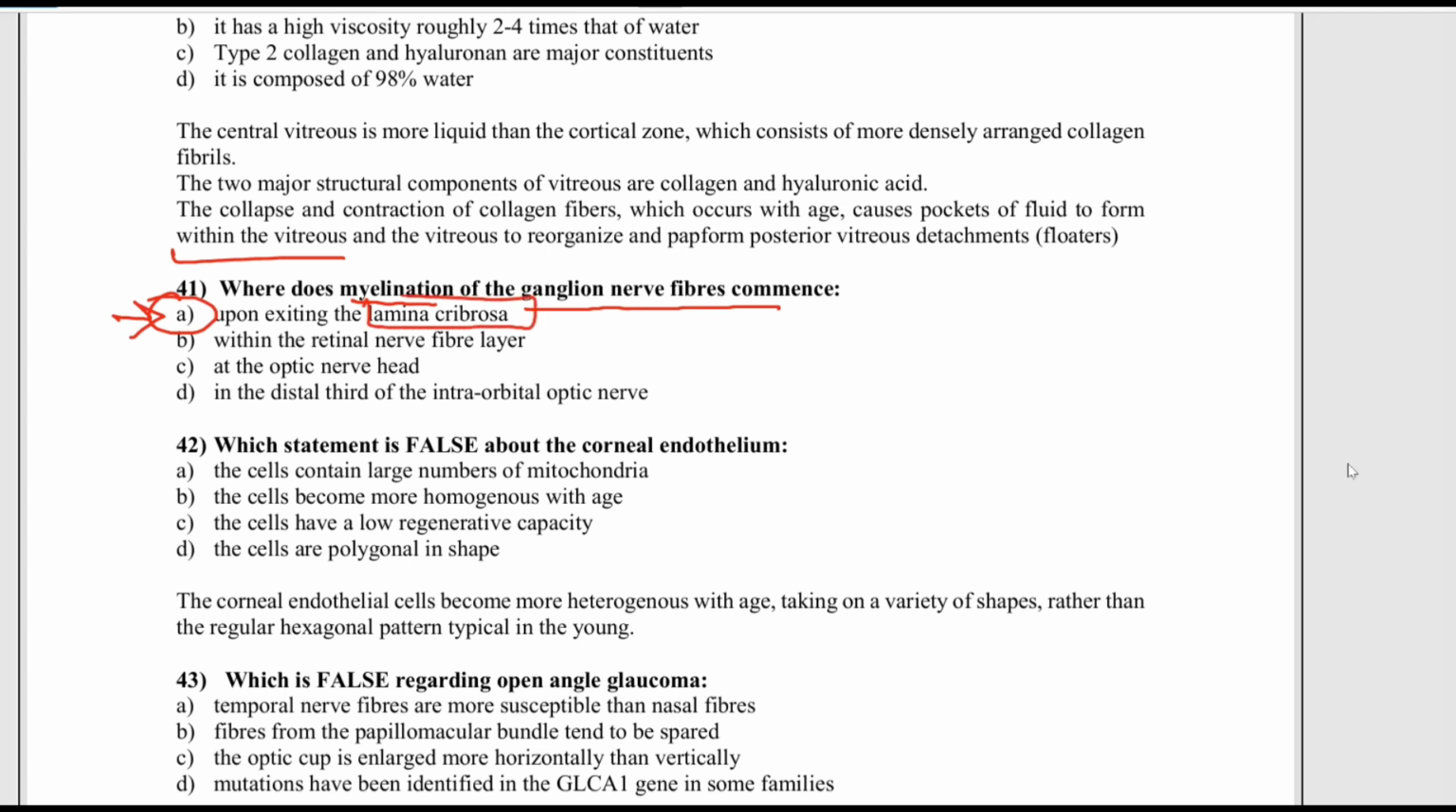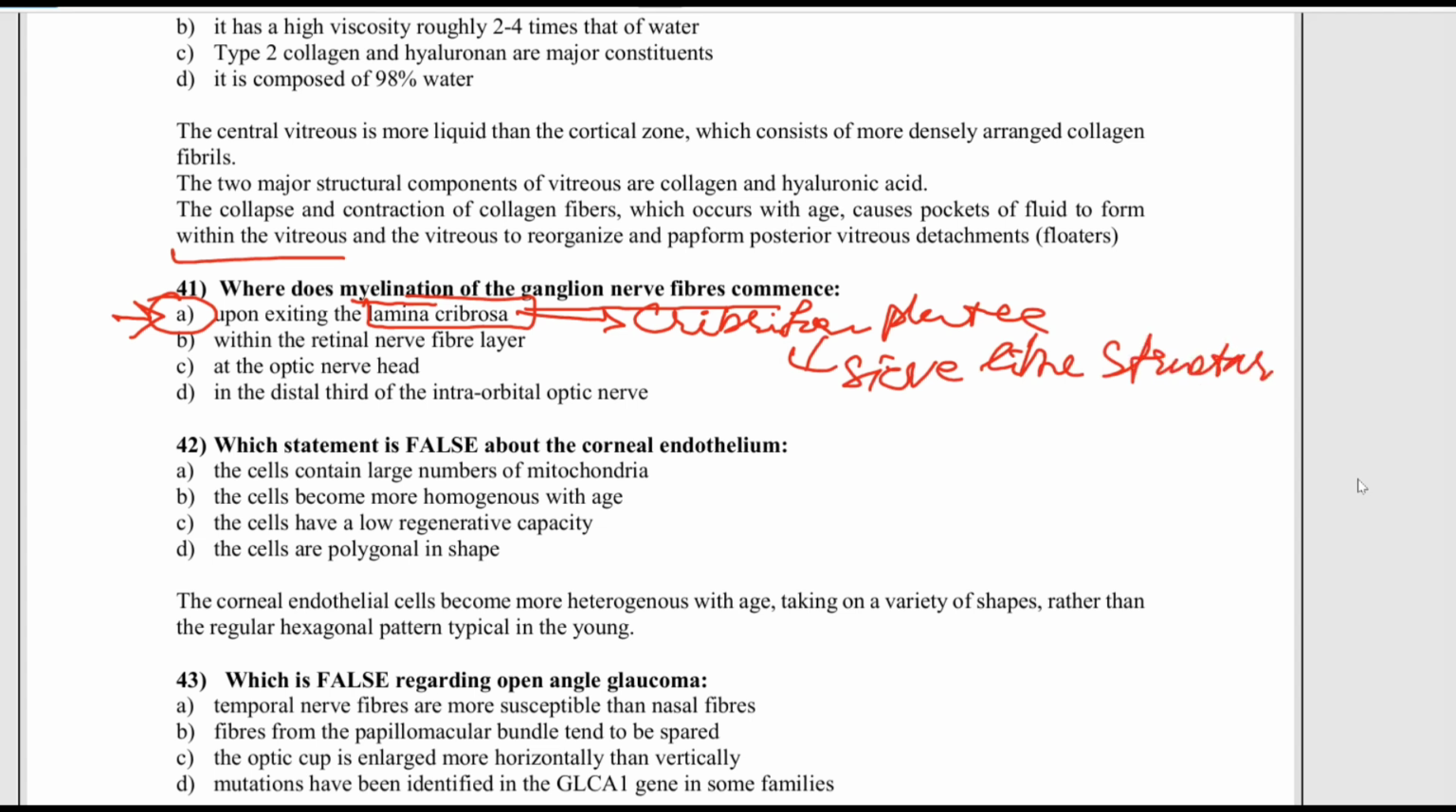Lamina cribrosa is also known as the cribriform plate. Remember that there can be a variation in the MCQ in the original exam. It is a sieve-like structure in the sclera where the optic nerve exits the eye.